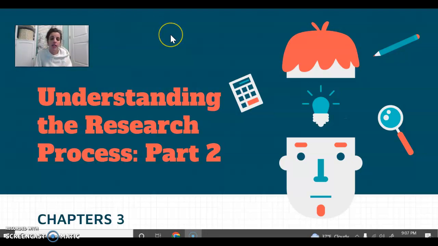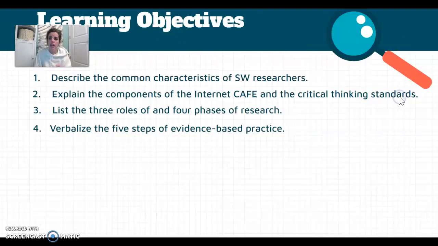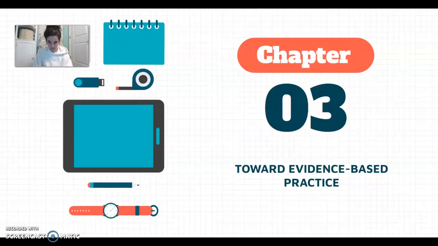So our learning objectives today are describing the common characteristics of social work researchers, explaining the components of the Internet Cafe and the critical thinking standards, listing the 3 roles and 4 phases of research, and verbalizing the 5 steps of evidence-based practice, which will be the second video because I'm not going to put it all into one. All right, so this is all content from Chapter 3.